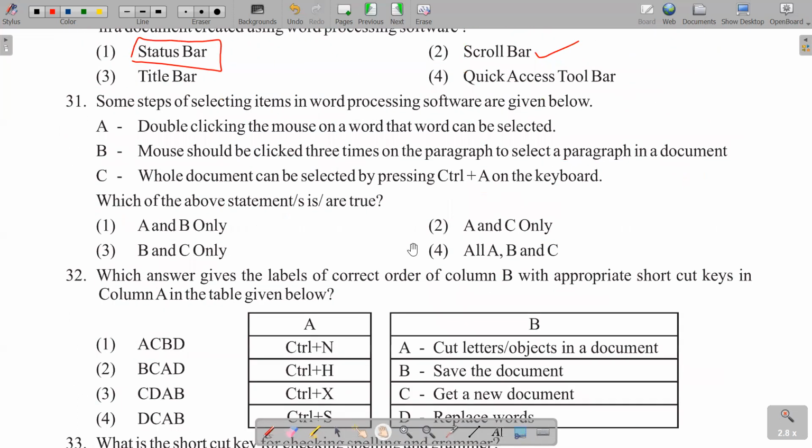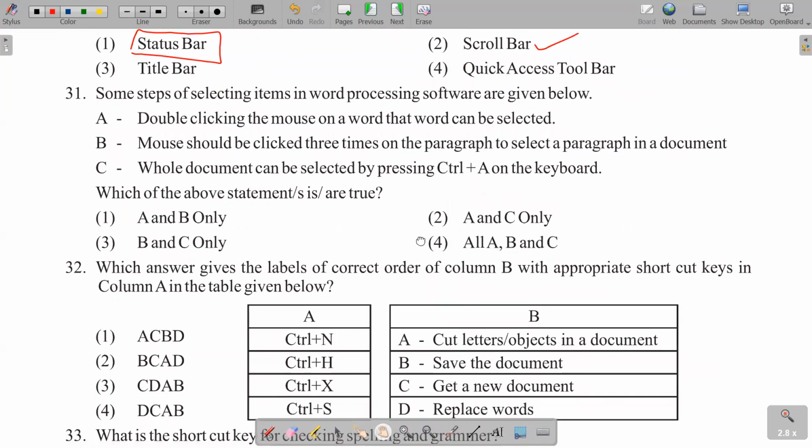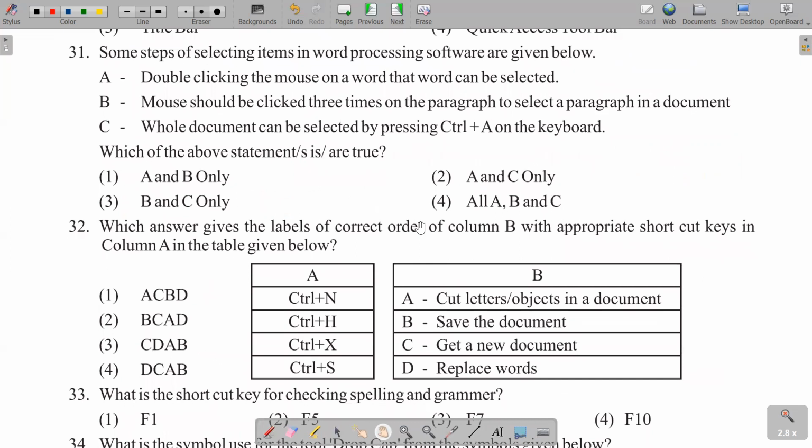some steps of selecting items in word processing software are given below. Double clicking the mouse on a word, that word can be selected. Mouse should be clicked 3 times on a paragraph to select a paragraph in a document. They are asking the truth now. So the first one, double clicking the mouse on a word, that word can be selected. Yes, of course, that's correct. Mouse should be clicked 3 times on the paragraph to select a paragraph in a document. Yeah, that is also possible, right?